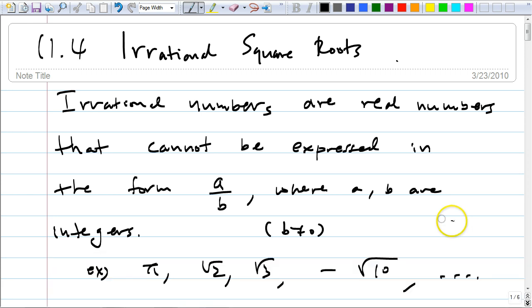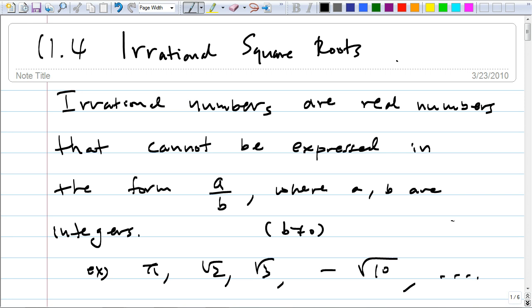Some examples here. We talked about this before, like pi, square root of 2, square root of 3. How come I didn't write square root of 4? Square root of 4 is what? Yeah, square root of 4 is 2. So that's why. We sort of talked about this last time. So these are some numbers that you cannot write as fractions. And there are infinitely many of these.